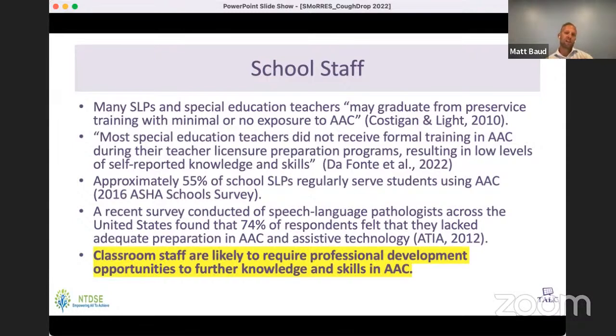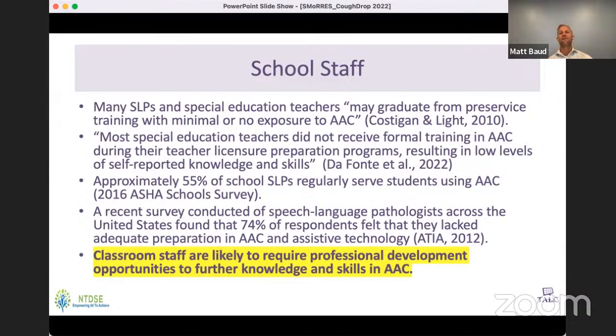My wife is a special education teacher. She teaches K through second grade. And guess what? She had no training in school on AAC. And guess what? She usually has 3 to 4 to 5 kids that are using some form of AAC, right?